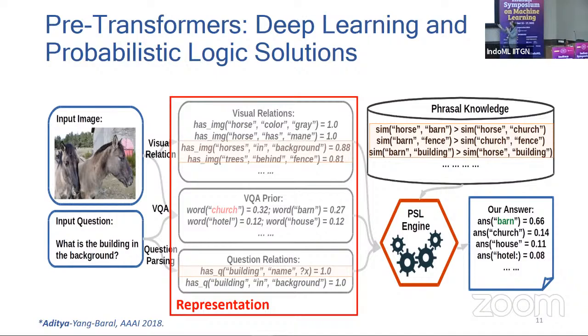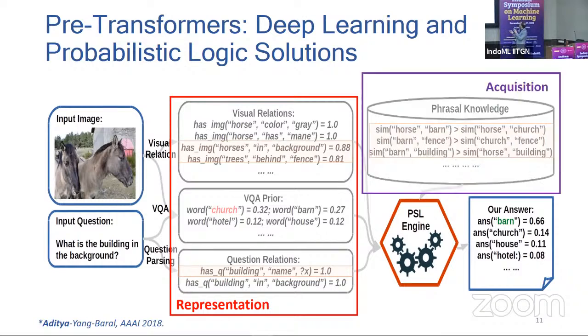After we represent, we utilize common sense knowledge, which is represented in ConceptNet, right? For example, here, the type of common sense knowledge that you may require is, what is the building in the background? Because you are not able to see it completely, right?